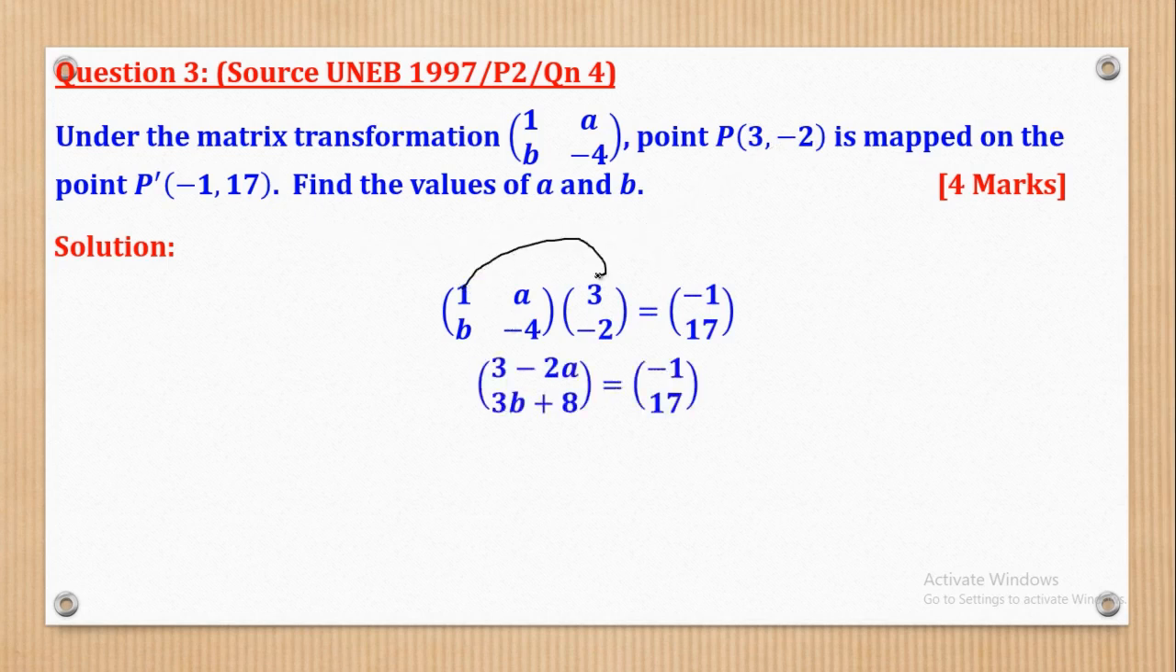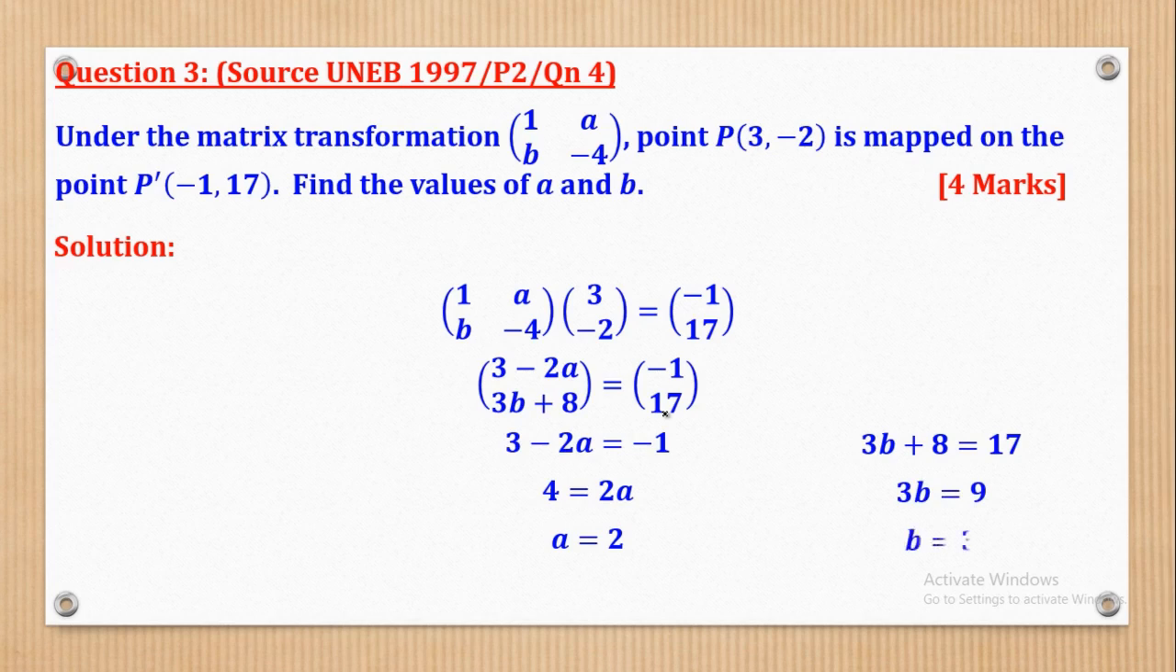Therefore this times this gives you 3, and this times this gives you negative 2a. This times this gives you 3b, and this times this gives you positive 8. Therefore when I equate the two, the first row, I'll come up with this. My aim is to make A the subject and A will be 2. Then equating this to this, I'll come up with that. My aim is to make B the subject and B will be 3, and that's what they wanted.